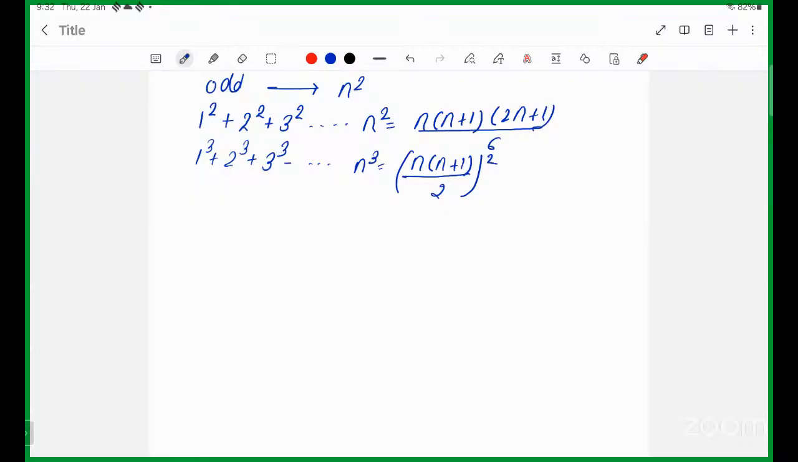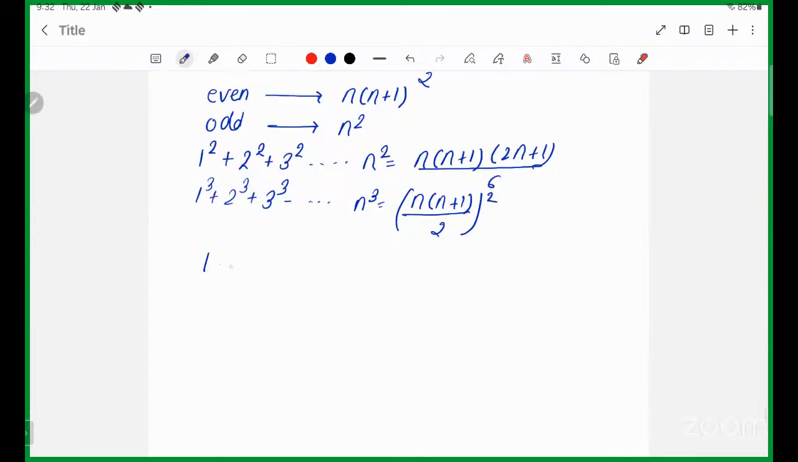Okay. Like for example, if I have to calculate the sum from 1 to 50, then it will be n into n plus 1 divided by 2. So it will be 1275.